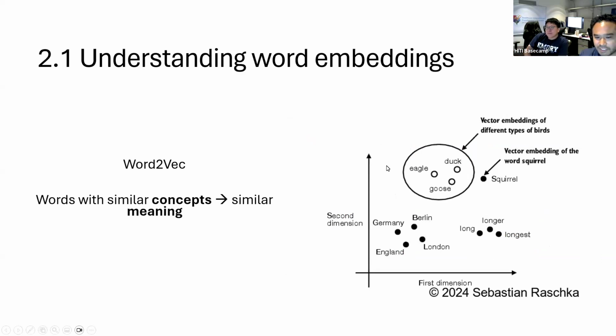This is the representation in two-dimensional space. The first dimension is on the x-axis, the second dimension is on the y-axis, and we can see different concepts here. For example, we have different types of birds that cluster together. Then there's a squirrel, which is another animal. It's not clustered within the birds, but it's still further away from, for example, countries or cities here. So similar concepts are being clustered closer together.